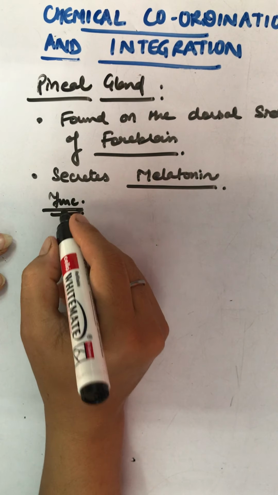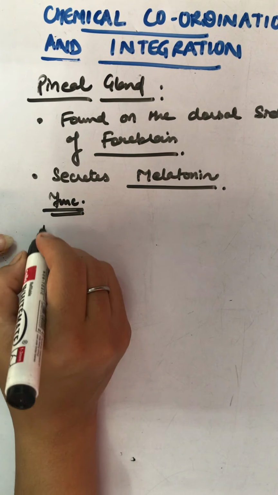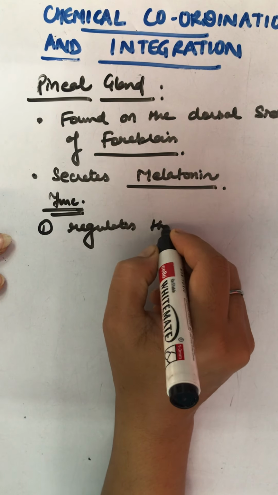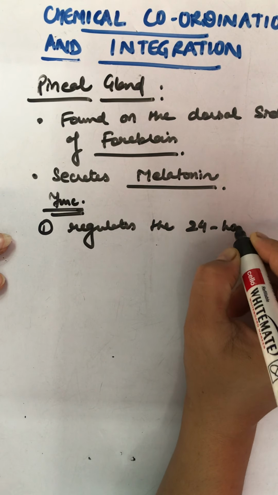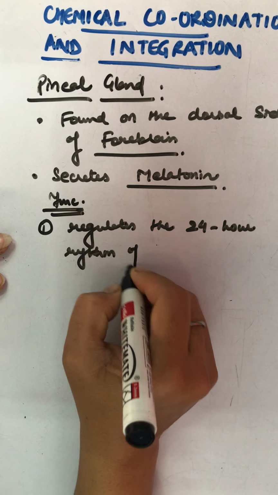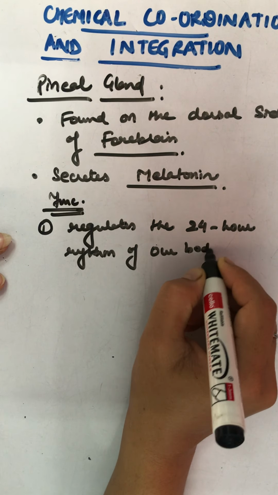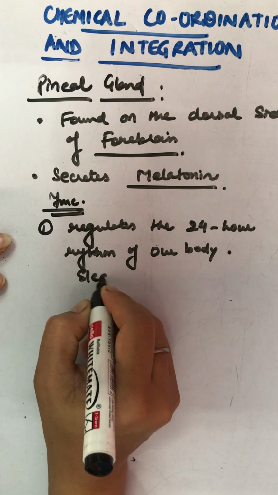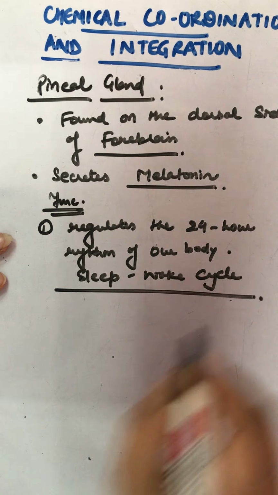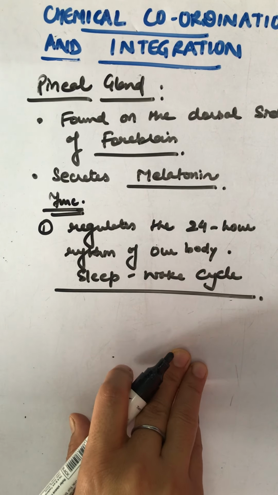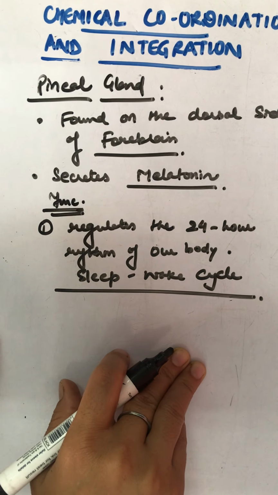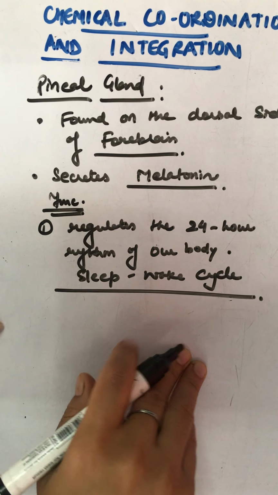Functions or purpose of melatonin is, number one, regulates the 24-hour rhythm of our body. You know, what do we call it? We call it sleep-wake cycle. तो हमारा स्लीप वेक साइकिल कौन रेगुलेट करता है? मेलाटोनिन. एंड इसको सिक्रीट कौन सा हार्मोन, कौन सा ग्लैंड कर रहा है? पीनियल ग्लैंड. राइट.